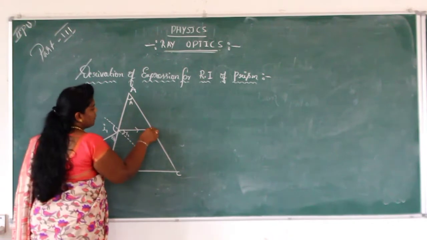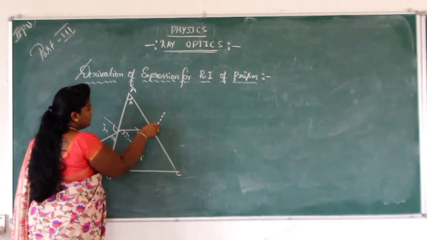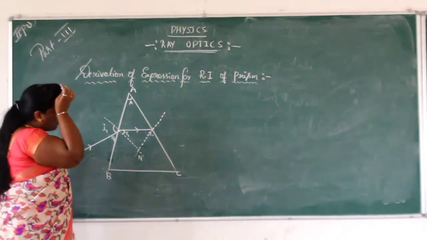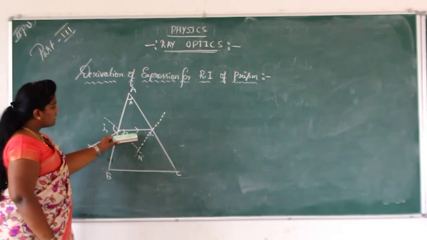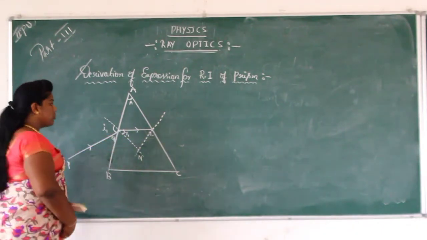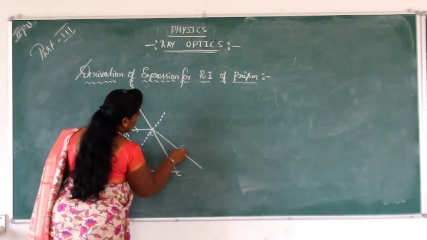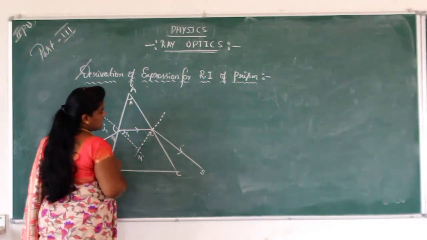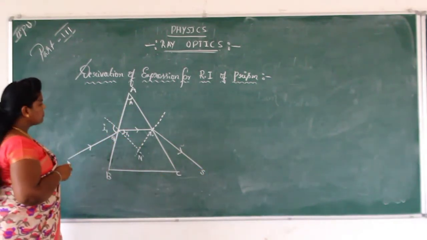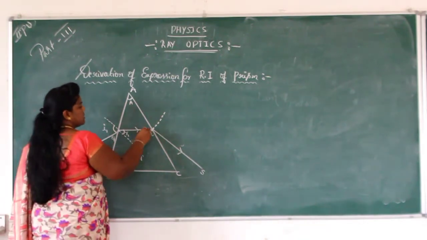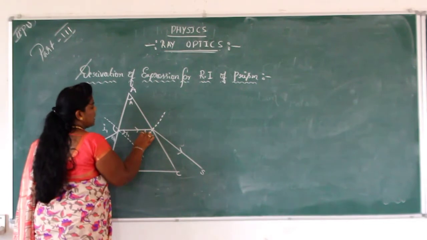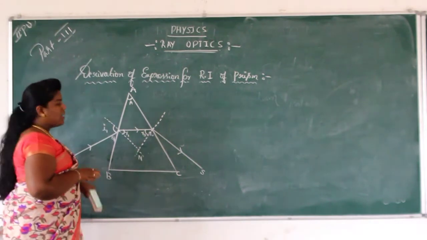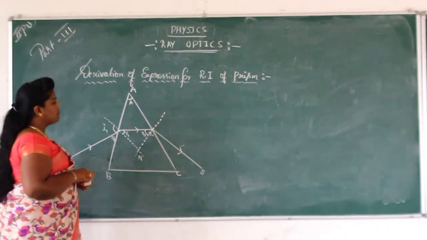Now, at this point of incidence, I am going to draw the normal again, which is again considered as N. Dear students, now the ray of light is traveling from denser medium to rarer medium, so it bends away from the normal. I am going to call this RS an emergent ray. This angle is called the angle of incidence for the second refracting surface. I am going to represent it by R2.